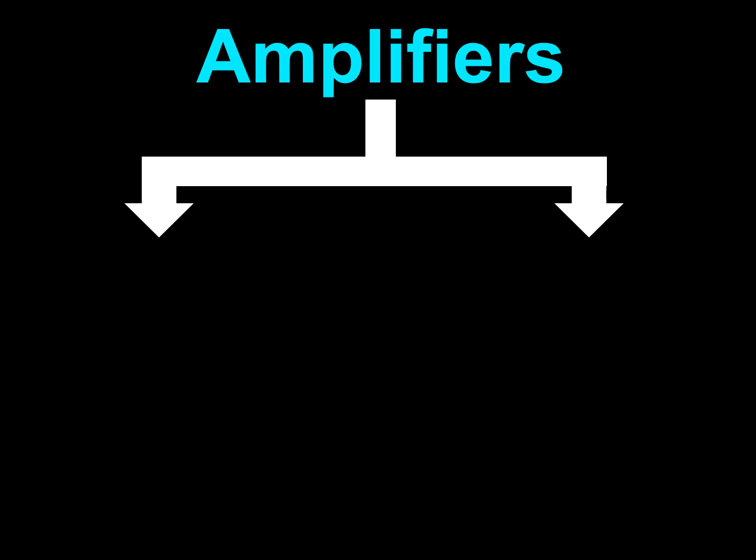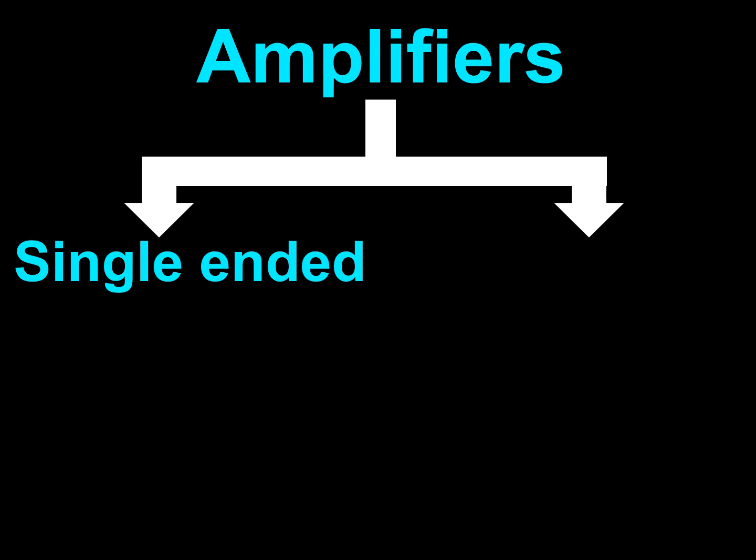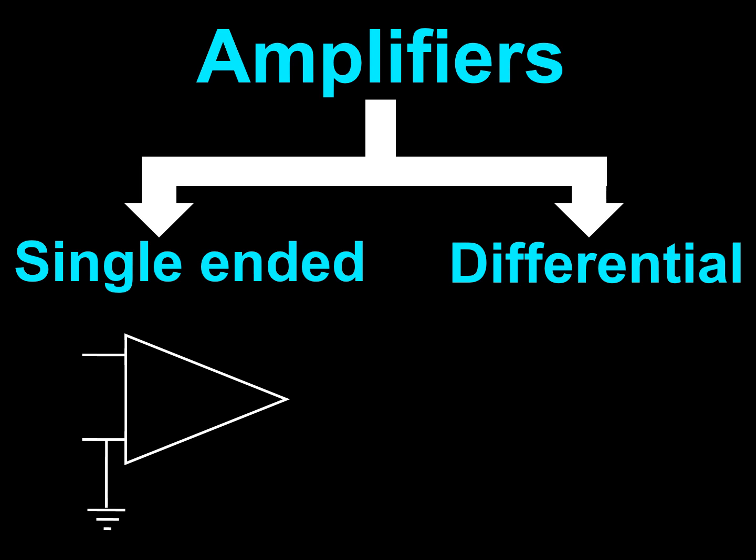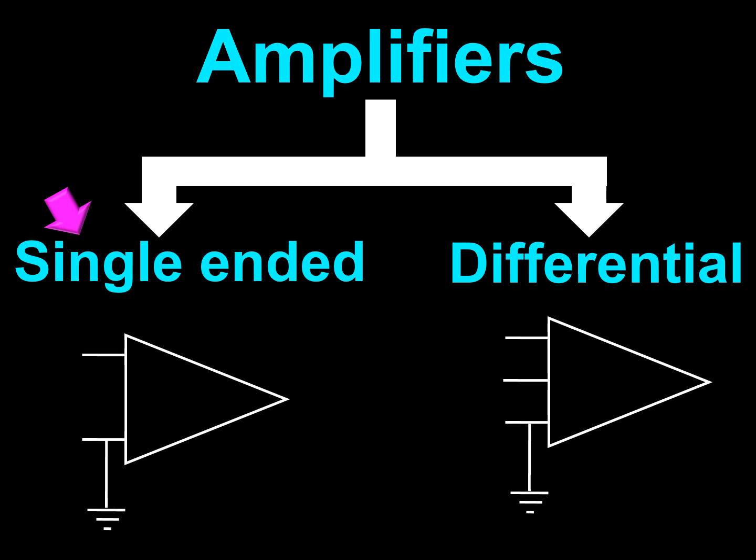Amplifiers are of two types: single-ended, which only have two inputs, one of them referenced to ground, and differential amplifiers. Differential amplifiers have three inputs, one of them for the ground. I will talk about single-ended amplifiers first.